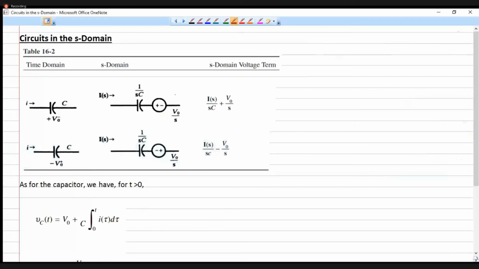So now taking the capacitor, we are considering that there is an initial charge across this capacitor with polarity like this, plus on the left hand side and minus on the right hand side. And now we are going to drive a current I through this capacitor.